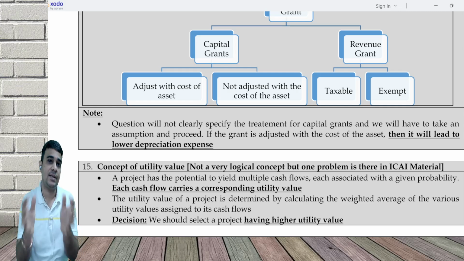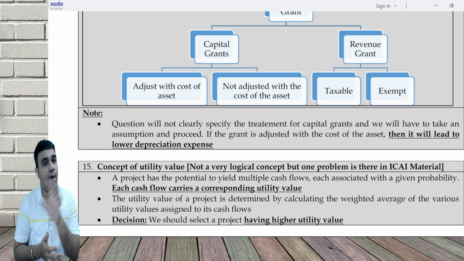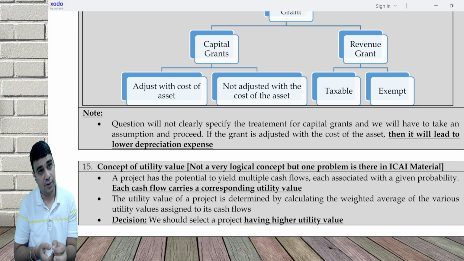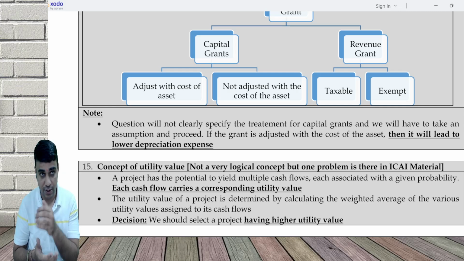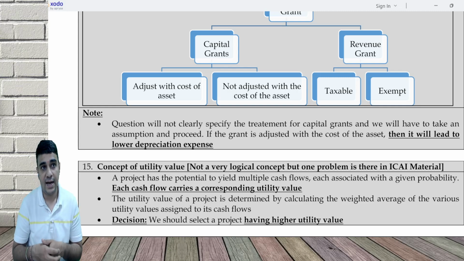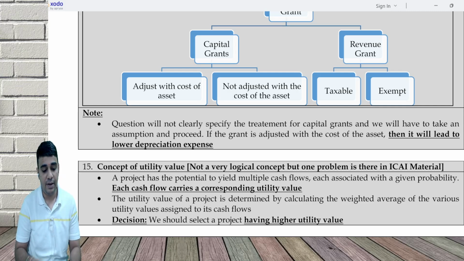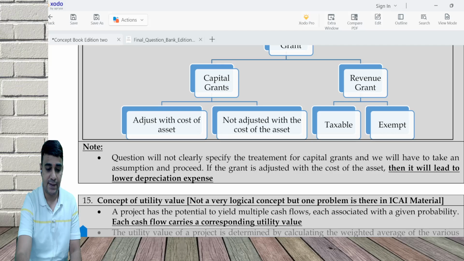So they attach some utility value and some probability. The final utility value is the weighted average of the various possible utility values, with probability being the assigned weight. Wherever probabilities are there, we have to take a weighted average. So let's see what ICAI ended up doing.